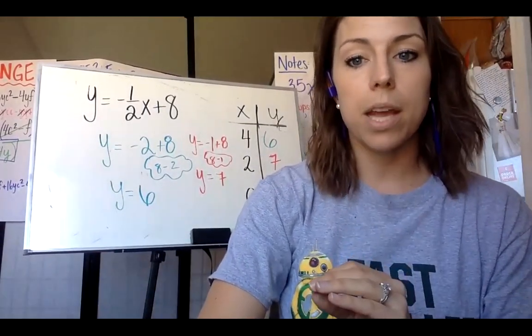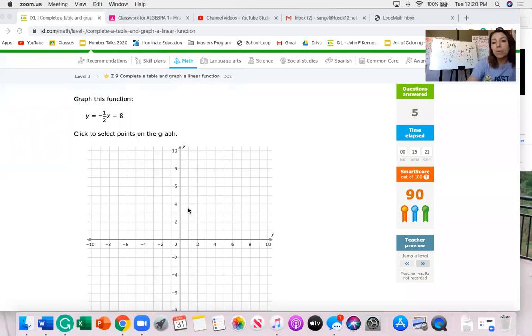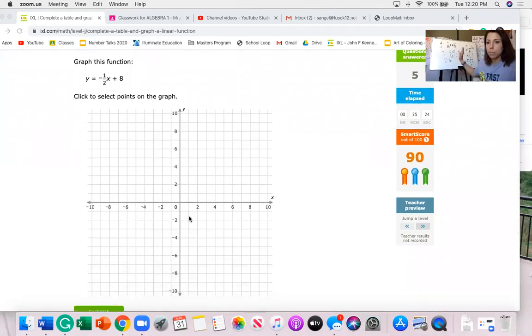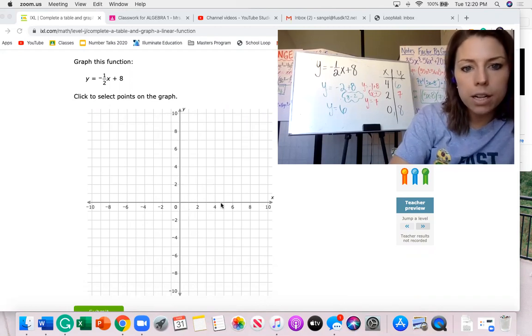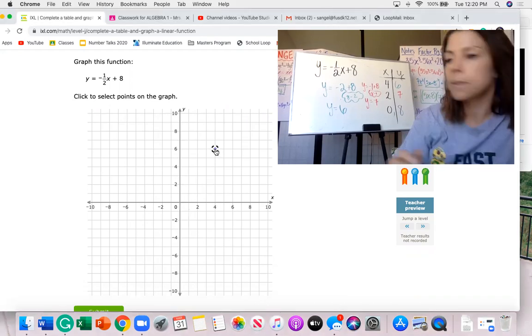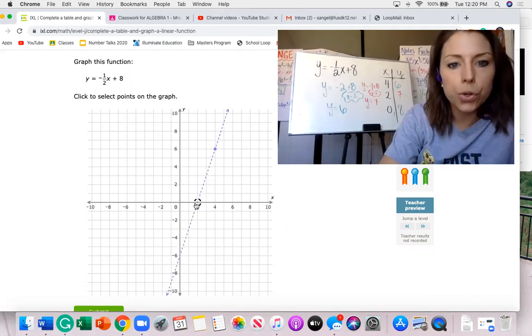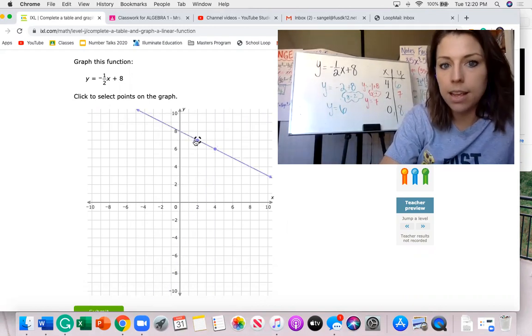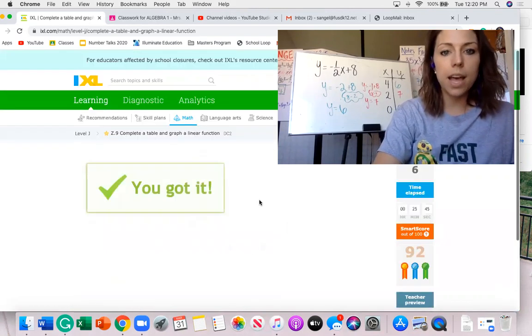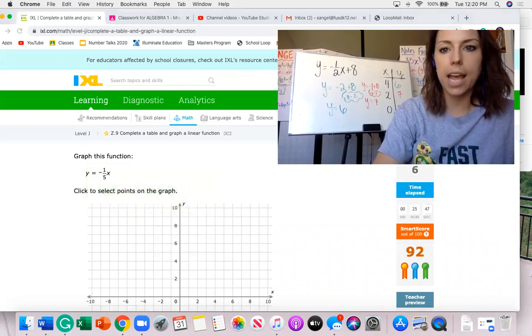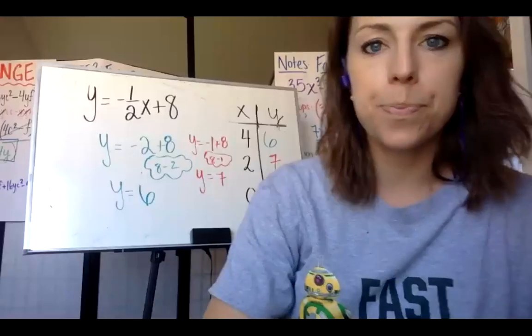Now, again, you might notice there is no table here. So I'm just going to have to go based off of what I did here. See if I can make myself a little bigger. There we go. So my points were 4, 6, and 2, 7. And then the third point that I checked was 0, 8. Looks like those 3 points are on the line. I click submit and bada bing, bada boom.